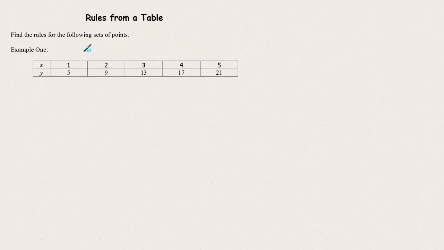Rules from a table. We want to find rules for the following sets of points. In other words, we want an equation that links x and y. So if we look at the difference in the y's, there's 4, 4, 4, and 4. So that tells us that y is equal to 4x plus something.